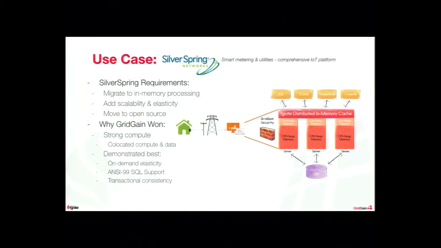Use case, compute grid. So I've got two use cases here. One is in the US, Silver Spring Network. These guys do kind of smart metering. I think what the British are trying to do right now with their smart meters spreading out. They've already started, they had an implementation. It was pretty slow. It wasn't performing to their standards or requirements.